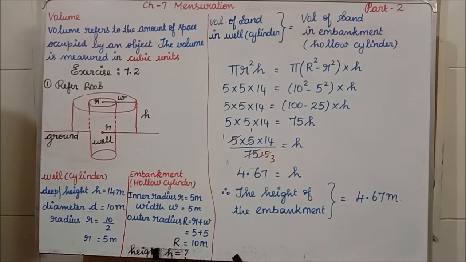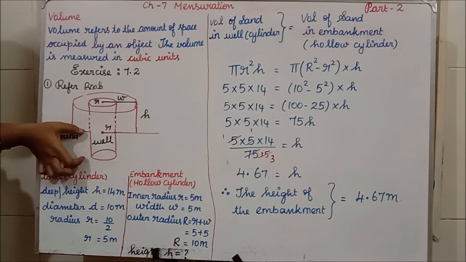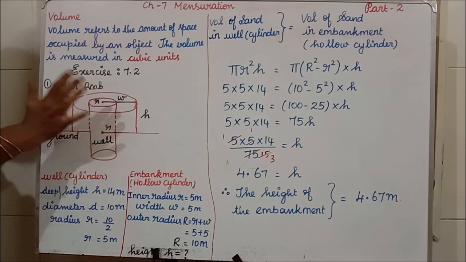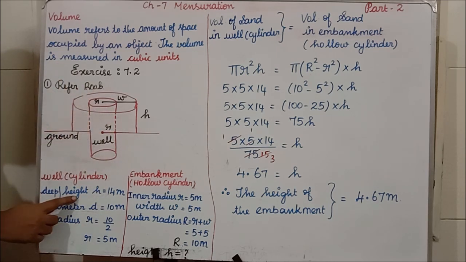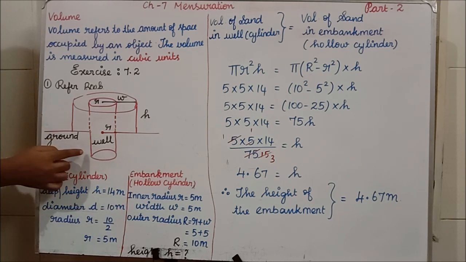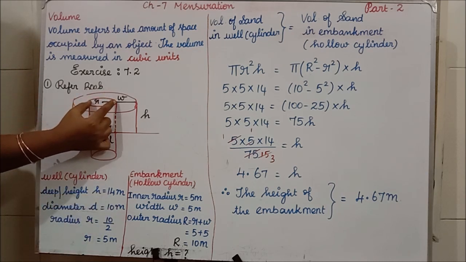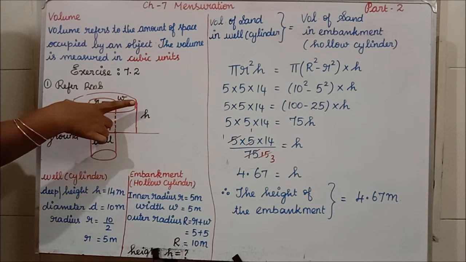Students, they are saying a 14-meter deep well with inner diameter 10 meter is dug. So the well height they have given is 14 meter, and first I am going to talk about the well. The well is in the shape of a cylinder. They are saying here the diameter is 10 meter. Well means inner diameter. Inner diameter we will take as small r. The outer diameter we will take as what?